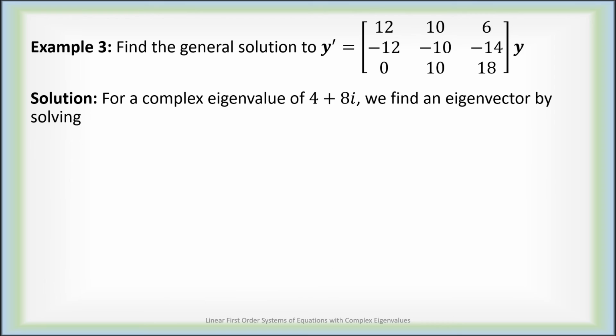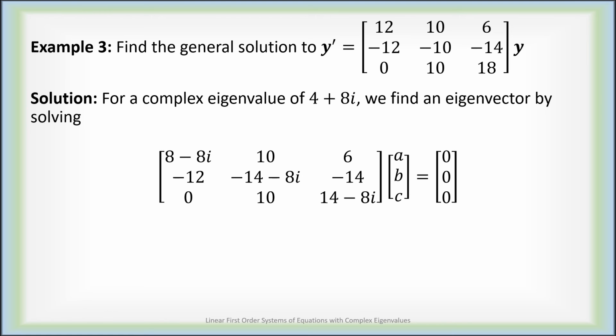and that takes care of the real eigenvalue of 12. Now for the complex conjugate pair of eigenvalues, just pick one. We're going to pick 4 plus 8i and find an eigenvector. So here we have A minus lambda I. So from our matrix A, on the diagonal, we subtract the eigenvalue. So if I subtract 4 plus 8i from each term on the diagonal, 12 goes to 8 minus 8i, -10 to -14 minus 8i, and 18 to 14 minus 8i.